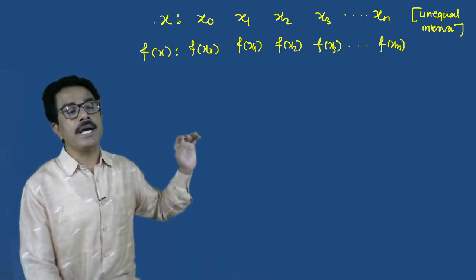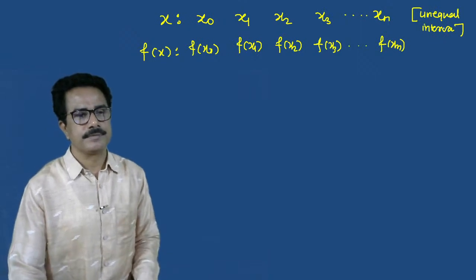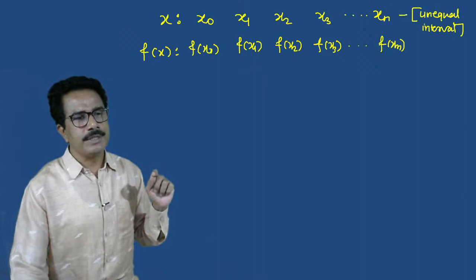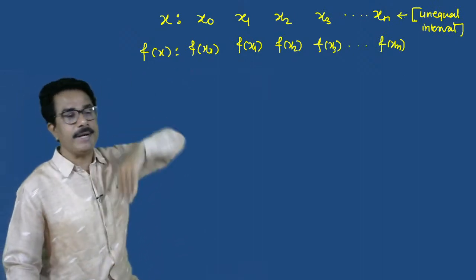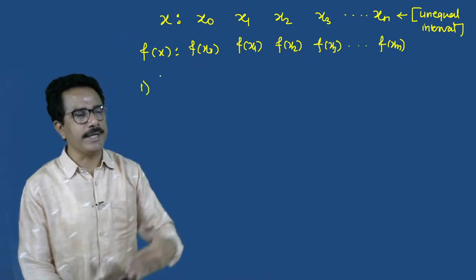These are unequal arguments, note this, unequal intervals. This is very important. So these are the unequal intervals. So how to find the divided difference? So the first, how to define this?